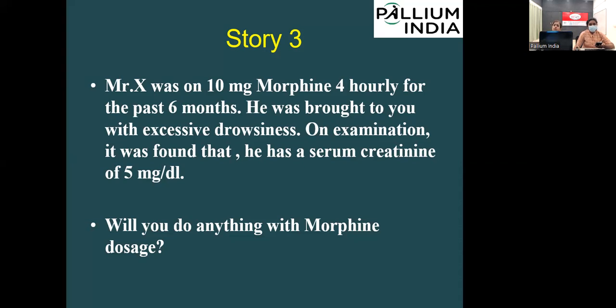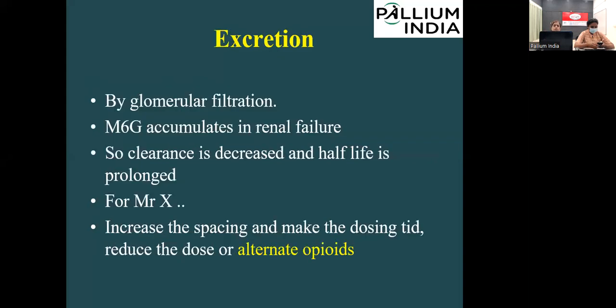We can withhold morphine. That is one option. But for how long? Because the patient is having pain also, right? He's having good pain relief, but his kidneys are not excreting the morphine from the body, and it is getting accumulated inside the body. So he's getting drowsiness. That is a toxic effect of morphine. Now we have heard that M6G accumulates in renal failure. As I told, it is not going out of the body. So clearance is decreased, so half-life is prolonged.